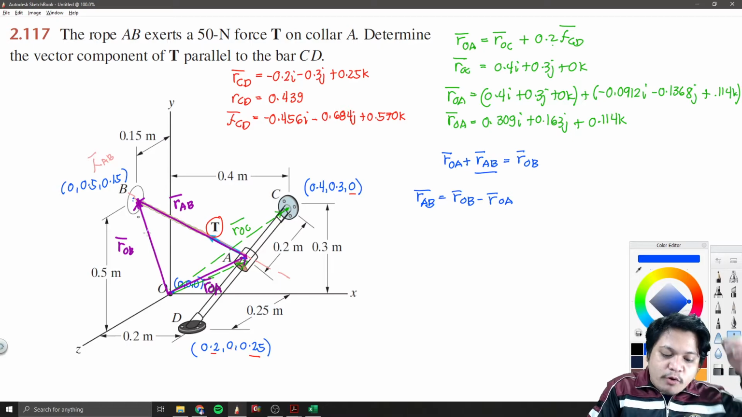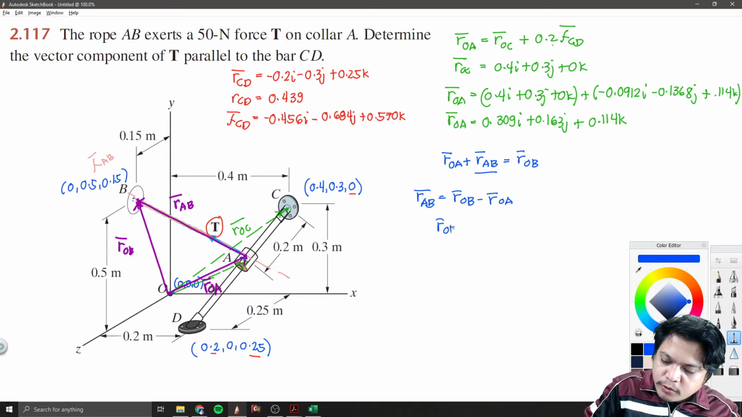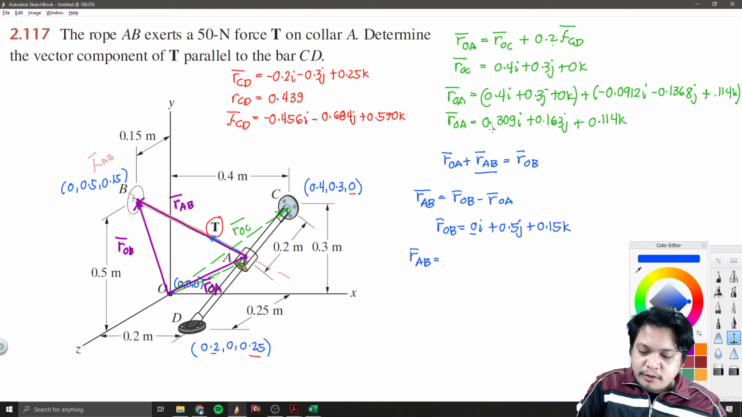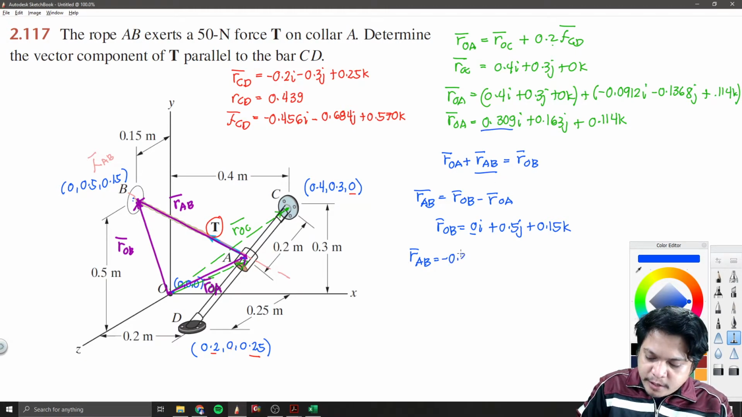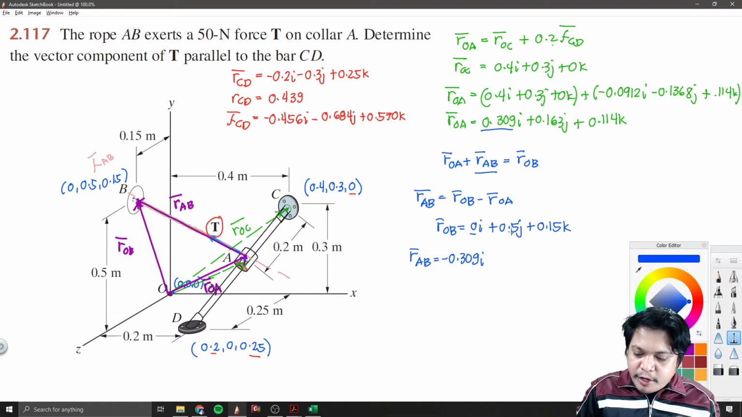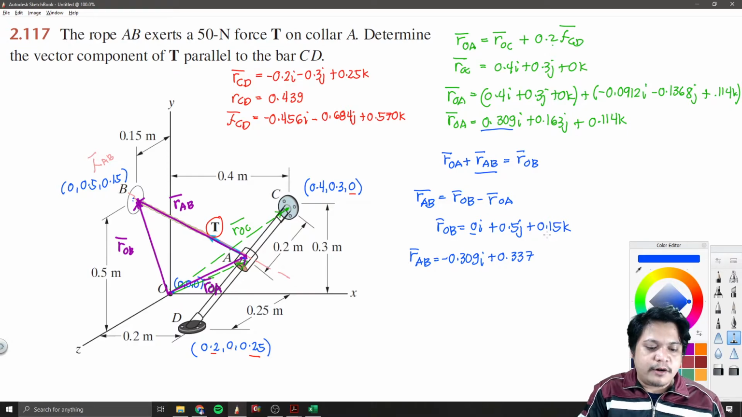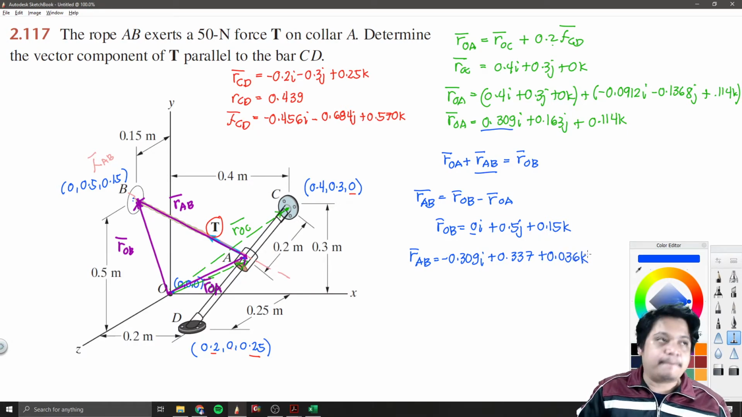Meron na akong OB. Kaya kong kunin si OB kasi that is just equal to, okay, 0i, 0.5 plus 0.5 of J, and then plus 0.15 of K. Okay? Tapos meron na rin akong ROA. So, I can now find the RAB. So, 0 minus 0.309. So, that is negative 0.309 of I. And then, 0.5. Okay? Minus 0.163. So, you will be having here plus 0.337. And the next 0.15 minus 0.114, so plus 0.036 of K. Okay? So this is now the RAB.